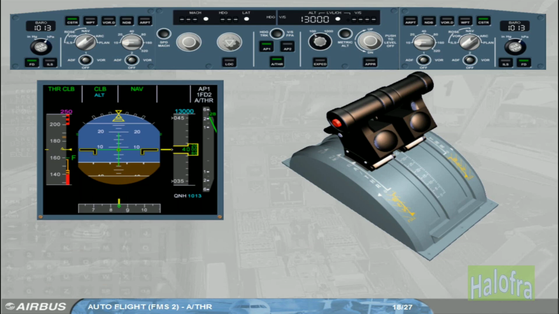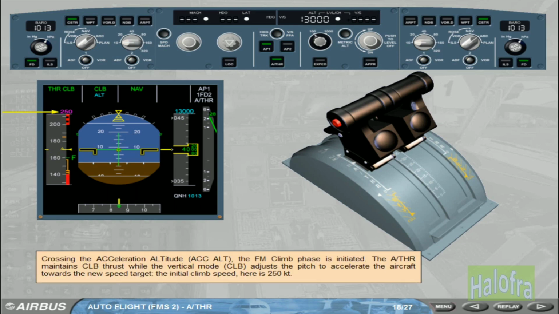Crossing the acceleration altitude, ACC ALT, the FM climb phase is initiated. The autothrust maintains climb thrust, while the vertical mode, CLB, adjusts the pitch to accelerate the aircraft towards the new speed target. The initial climb speed here is 250 knots.